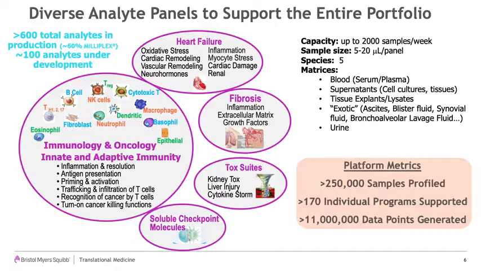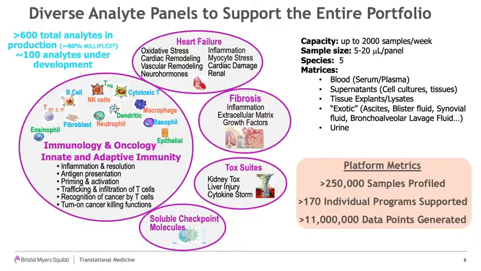We also have an ever-growing list of new analytes in development, which can either mean that we are working to miniaturize existing panels to add to our capabilities, or develop completely new analytes, mostly through very fruitful collaboration with the Millipore team. Our different panels are broadly classified into innate and adaptive immunity, heart failure, fibrosis, and toxicity.